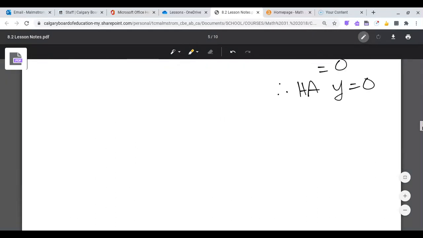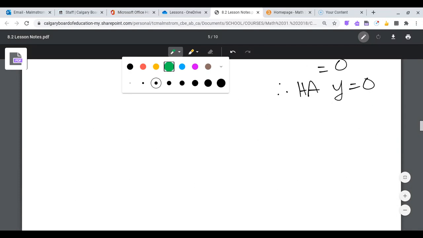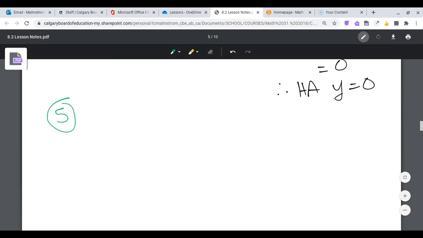All right, number 5. Got to change up the color. I don't know why I chose black. Boring. Okay, we're going to look at our intervals of increase and decrease. All right, so what do we have? We need to take the derivative of our function.